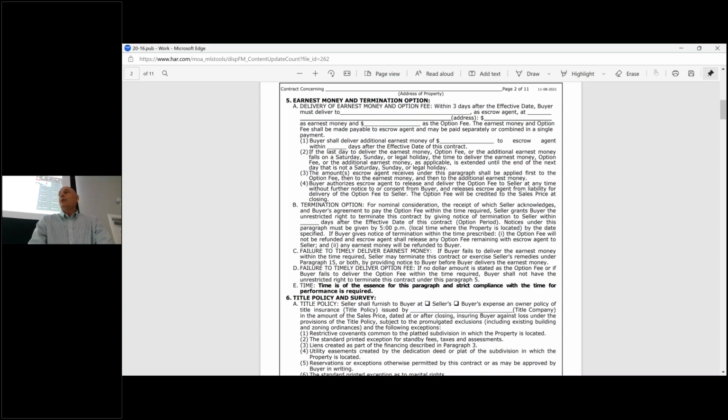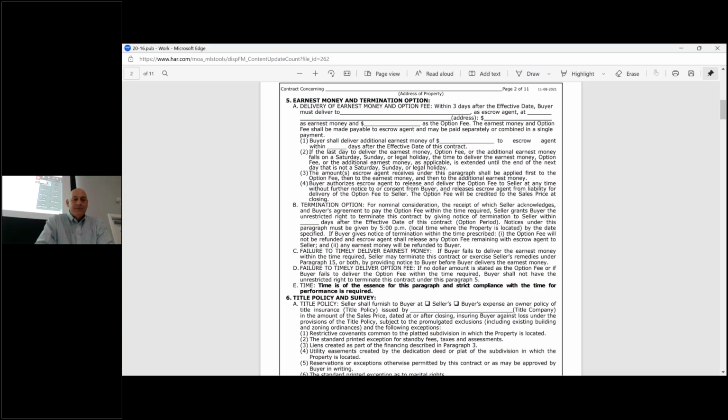So let's say we have earnest money of 3,000, option money of 300. How many checks do we need? One is all we need. We could do two, but one is sufficient because they're both being made payable to whom? To the title company. Very good.